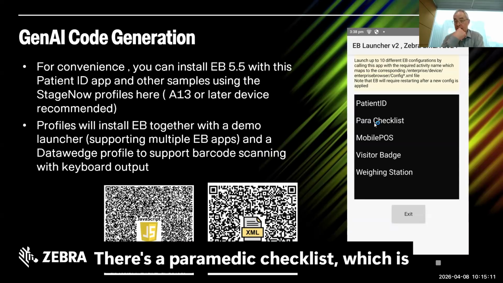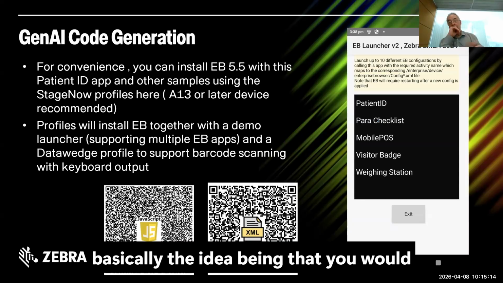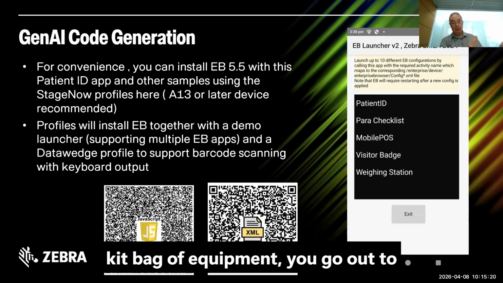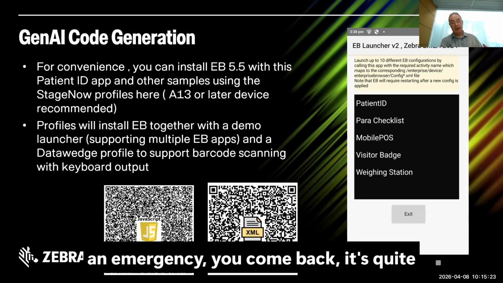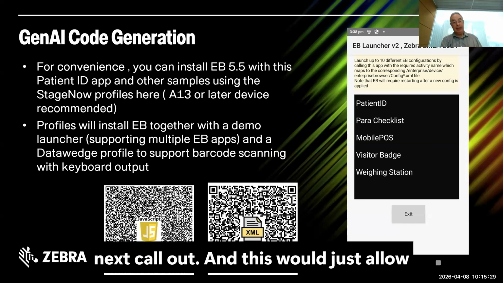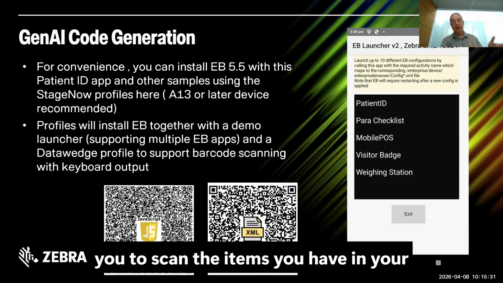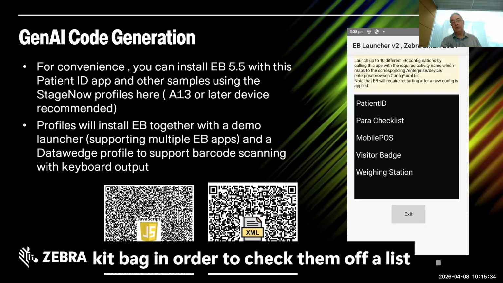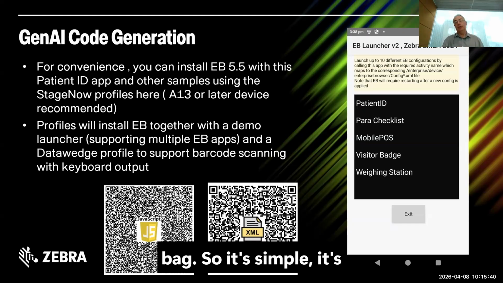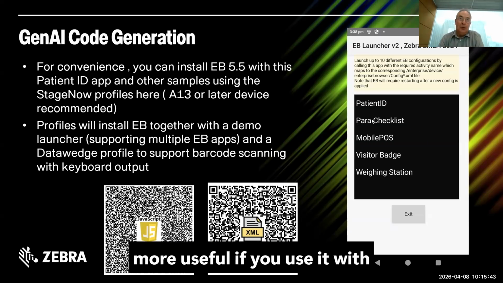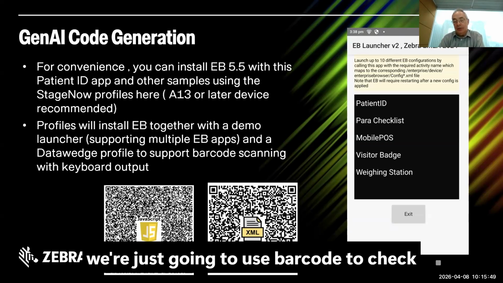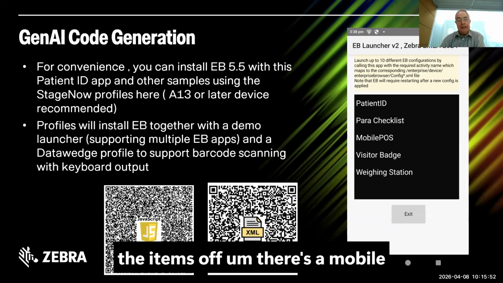There's a paramedic checklist, the idea being that if you're a paramedic, you have a kit bag of equipment, you go out to an emergency, you come back. It could quite often be the case that you've left some equipment that you need for your next call out. This would allow you to scan the items you have in your kit bag in order to check them off a list to make sure you've got what you need or to identify what items are not in the bag. It's more useful if you use it with RFID than with barcode, but in this case, we're just going to use barcode to check the items off.